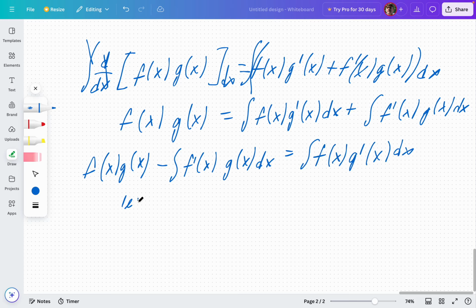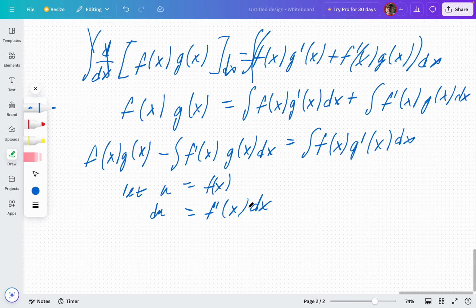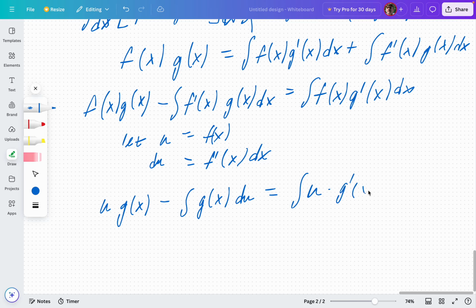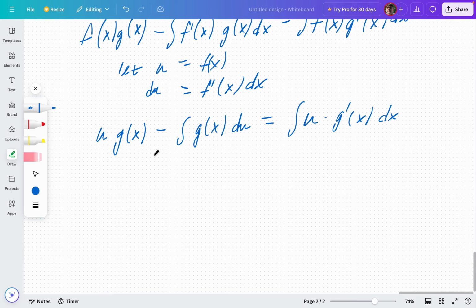Let's make a substitution. Let u be equal to f of x. Now, we know the derivative of u would be du, and the derivative of f of x would be f prime of x dx. Let's go here and substitute. Instead of f of x, we're going to have u multiplied by g of x minus the integral of f prime of x dx, which would be just du, so g of x multiplied by du, equals f of x, which is u, multiplied by g prime of x dx.